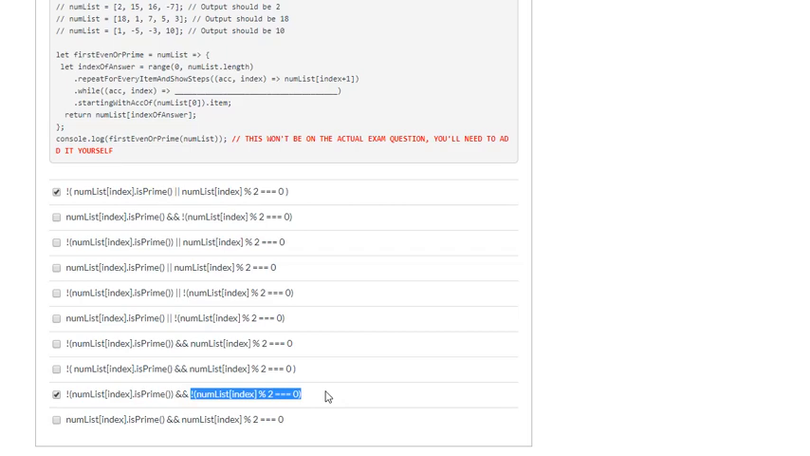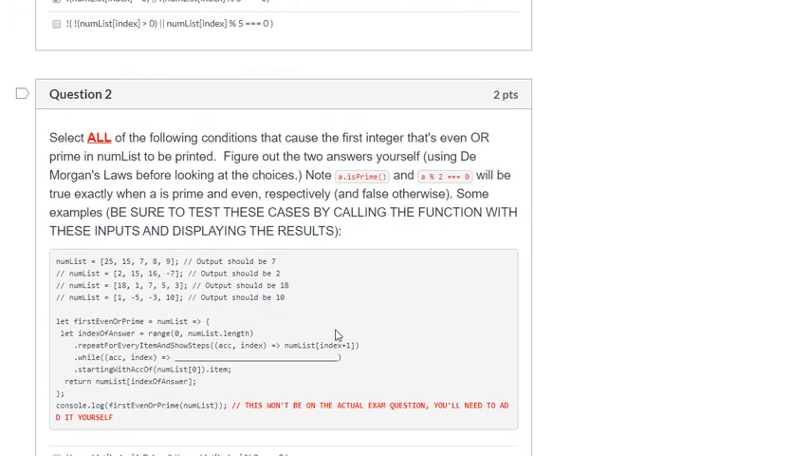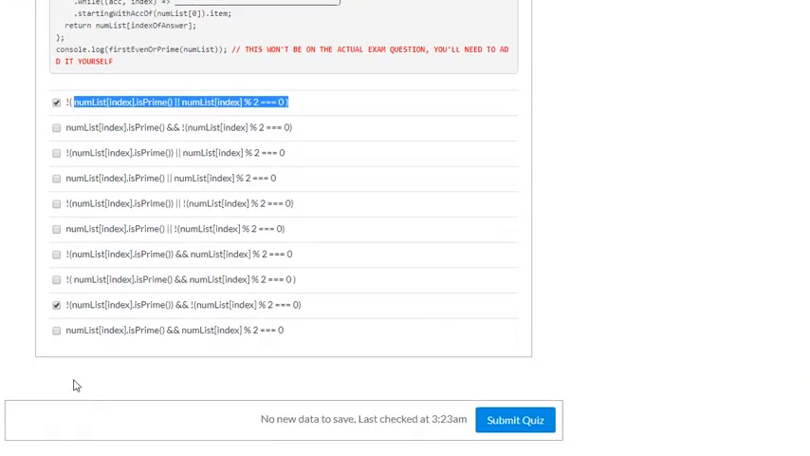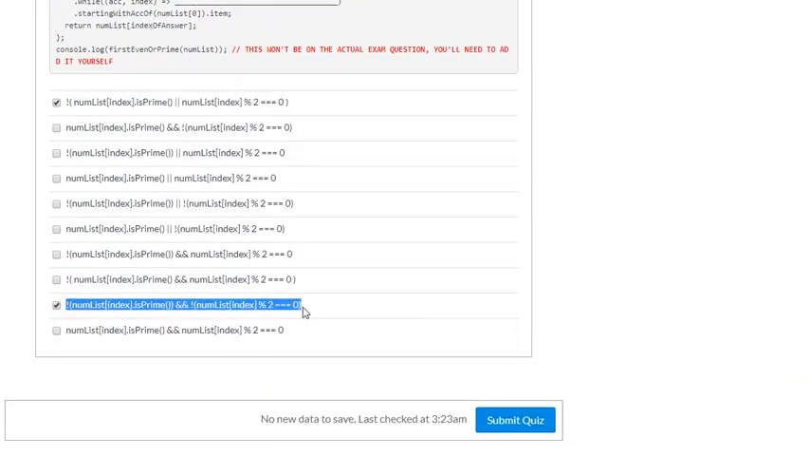Okay, so for these questions, again, very straightforward, hopefully. Just take whatever the condition is. So whenever you want to stop, so here you want to stop when it's even or prime. So you take that, you put a not in front of it, and then you just apply De Morgan's laws to get the other one. So not of numList of index is prime or numList of index is even is logically equivalent to not numList of index is prime and not numList of index is even.